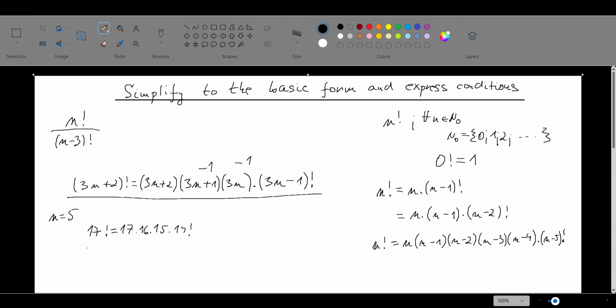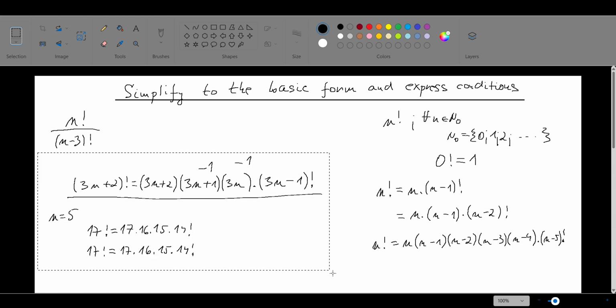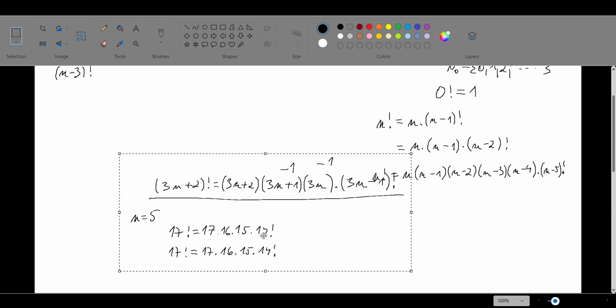So let's prove this for our expression. As we already calculated, 3 times 5 plus 2 is 17 factorial, which is equal to 3 times 5 plus 2 is 17, times 3 times 5 is 15 plus 1 is 16, times 3 times 5 is 15, times 3 times 5 is 15 take away 1 is 14 factorial. So everything fits. Okay. I'm pretty sure everything is clear and we are ready for our task to simplify our first expression and express the conditions.